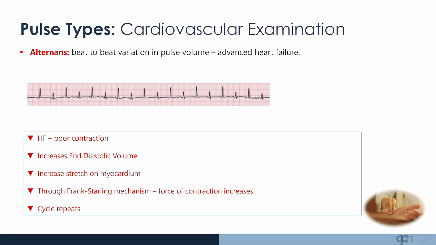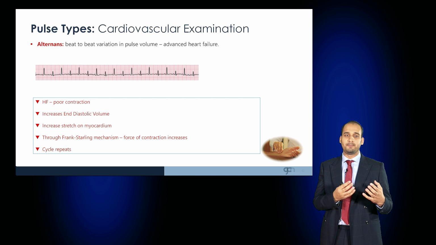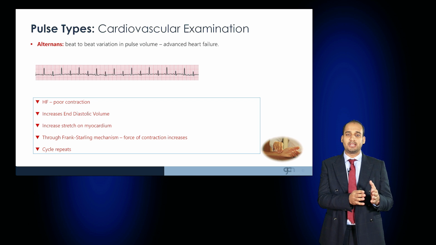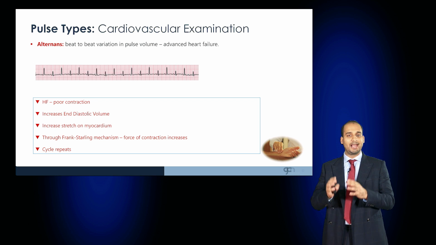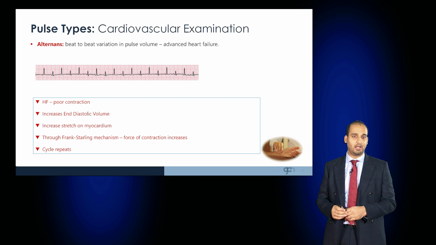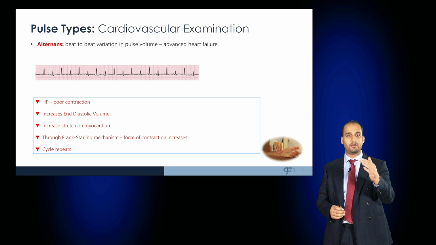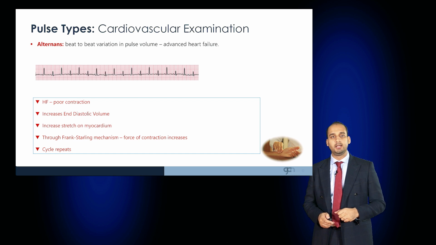Essentially, in heart failure, there is poor contraction. This increases the end diastolic volume. The increased end diastolic volume increases the stretch on the myocardium. That, through the Frank-Starling mechanism, increases the force of that subsequent contraction, and then that cycle repeats. And this ECG demonstrates electrical alternans, where you can see a tall QRS, a short QRS, and that cycle repeats.